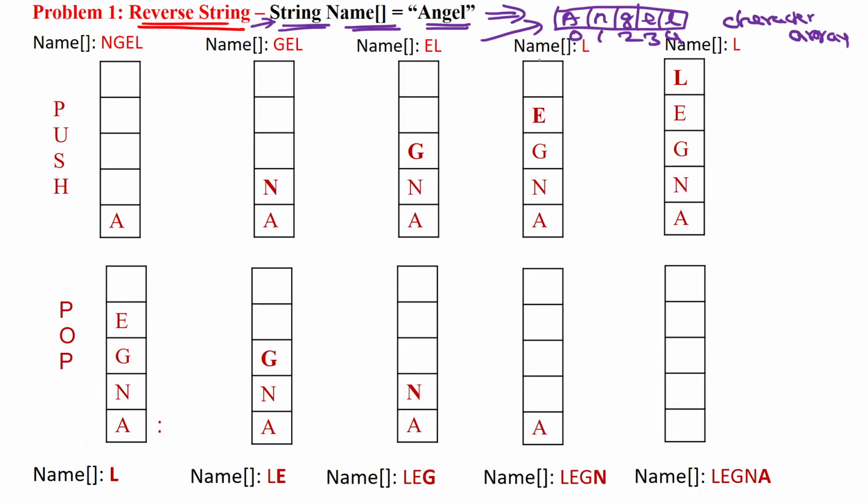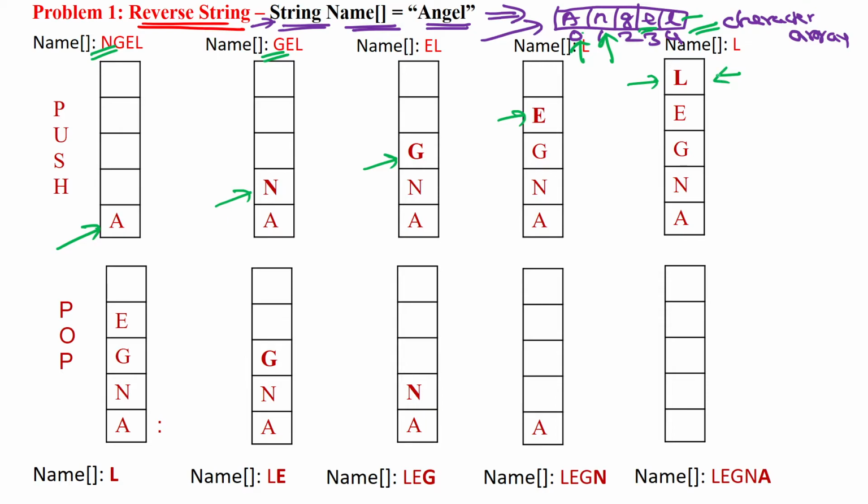Then we are reading these characters from the character array. While reading, each will be pushed into the stack. Reading the zeroth index value a and push into the stack. A is read from the array and pushed into the stack. Then we are reading the n and push into the stack. Then we are reading the g and push into the stack. Then the e, push into the stack. Then the l, push into the stack. Now the characters are over. There are no more characters in the array, so we stop the push operation.